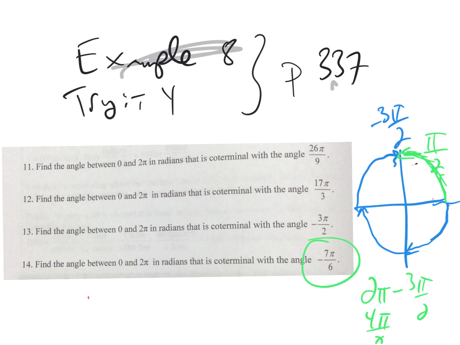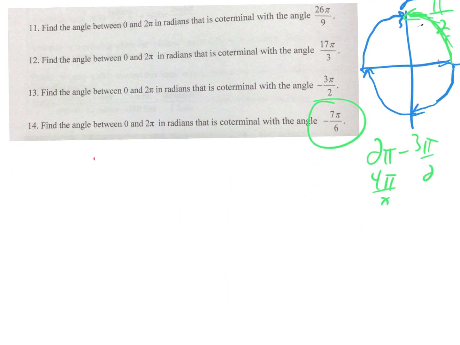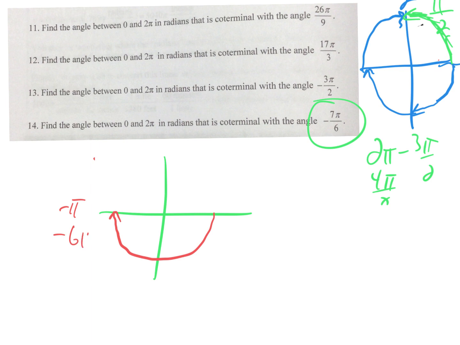Okay, and how about this one? Negative 7 pi over 6. Let's see, let's move this down. Okay, so negative 7 pi over 6. Well, that's going to go here. Let's go red. So negative 7 pi over 6 is just a little bit more. So that's negative pi. And since we're dealing with sixes, isn't negative pi the same as negative 6 pi over 6? So that means we're going 1/6 more.